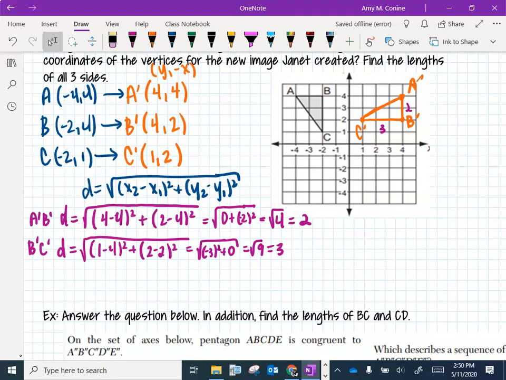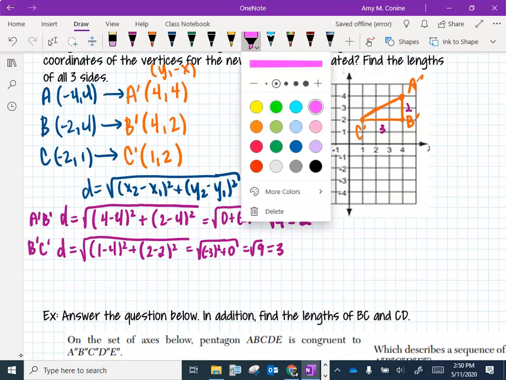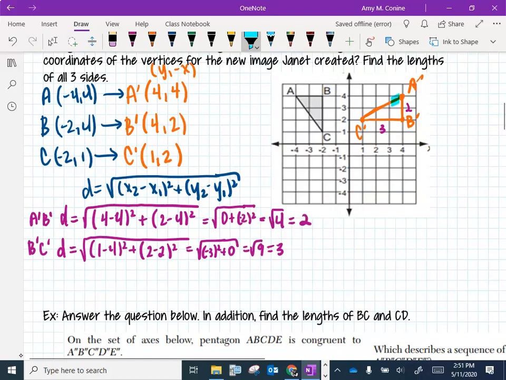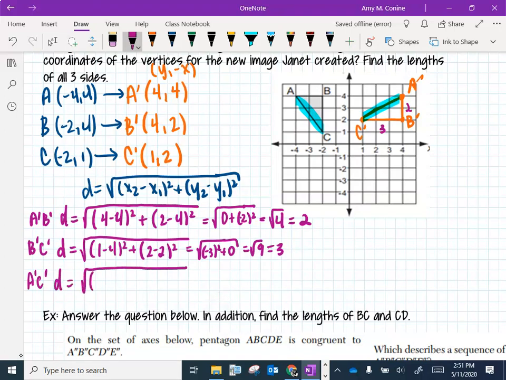We're almost done. The only one we can't find by counting is AC, or A prime, C prime. They should be the exact same length. So this is where the distance formula comes in. So we're going to find that measure. Okay, so do your square root, and then I'm going to do 1 minus 4, the whole thing squared for my x values, and then it'll be 2 minus 4 squared. Just make sure your order matches.